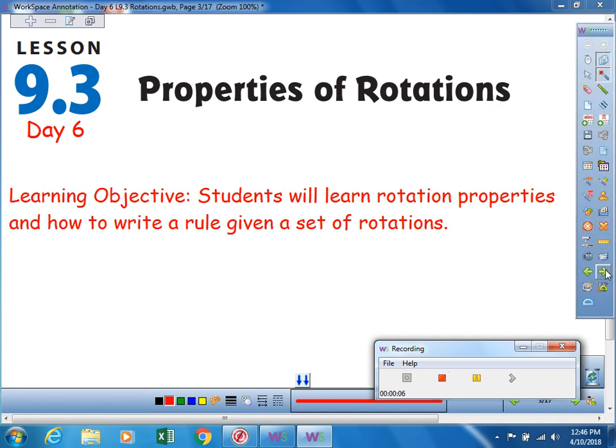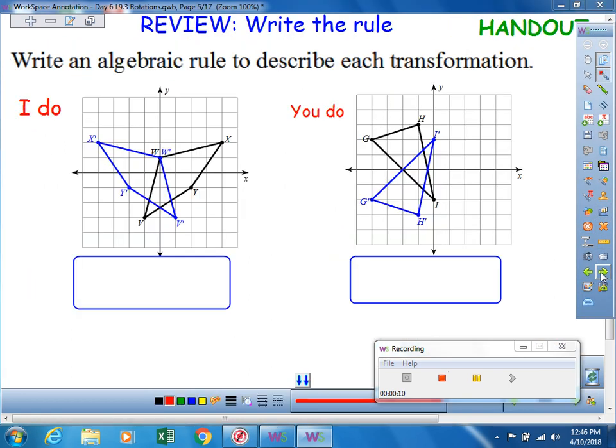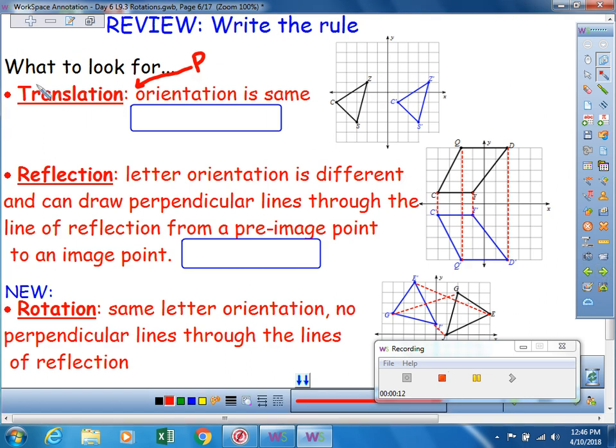Writing the rules for all transformations. So if we look here for translation, the physical and letter... Yes, write this down. This is why I said you need extra paper. The physical and letter orientation is the same.